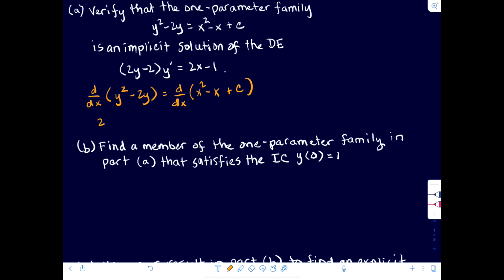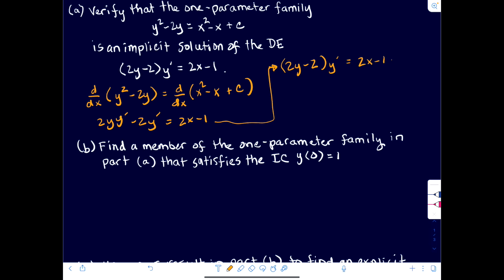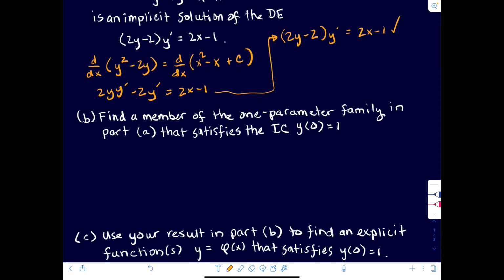So continuing, we'll get 2y times y prime, or dy dx, minus 2 times y prime is equal to 2x minus 1 plus 0. Continuing, we will have 2y minus 2, I'm factoring out the y prime to the right side, equals 2x minus 1, and we verified that the DE is an implicit solution of the DE. Implicit because it's not written as y prime equals.